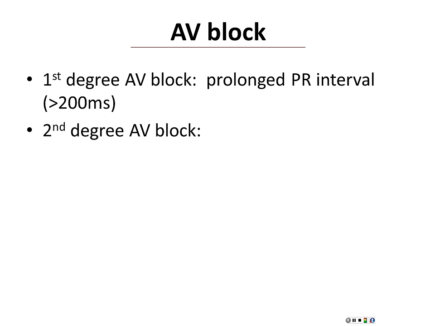You get it. Okay. So very long PR, and then you notice that there's grouped beating, right? So here's three beats, here's two beats. So when you see grouped beating, you look for block. So if we're looking for block, look right here and see, do you think that the PR is getting progressively longer or is it staying the same? Yeah, it's a little bit hard to tell, but it is staying the same. So this is Mobitz 1, and there's a dropped P wave, but it's kind of buried there.